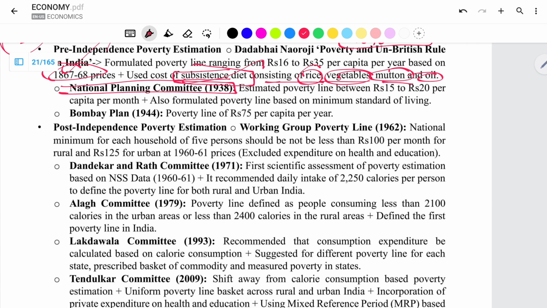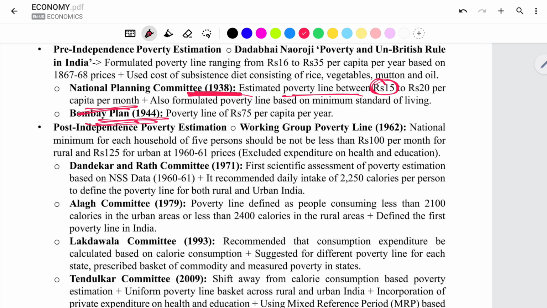The National Planning Committee is first, in 1938. Then we have the Bombay Committee. In pre-independence time we will be having Dadabhai Naoroji, which is also pre-independence time. We have the National Planning Committee, then comes the Bombay Plan.